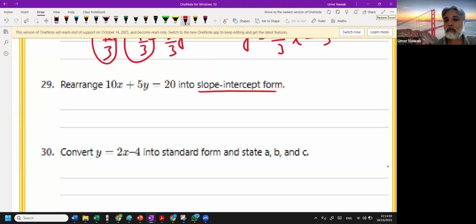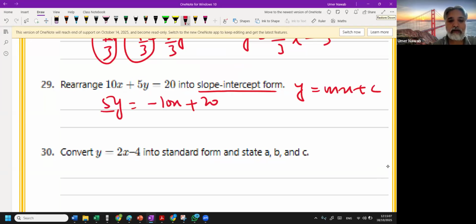I want to convert to the slope-intercept form, which is gradient-intercept form, which is y is equal to mx plus c form. Can I do that? 5y is equal to negative 10x plus 20, divided by 5, divided by 5, divided by 5. So y is equal to negative 2x plus 4. So that's my final answer.